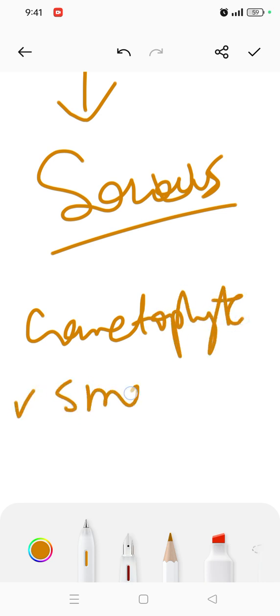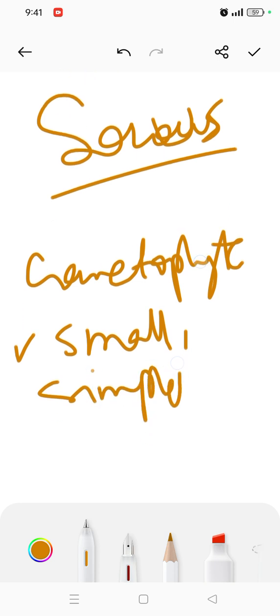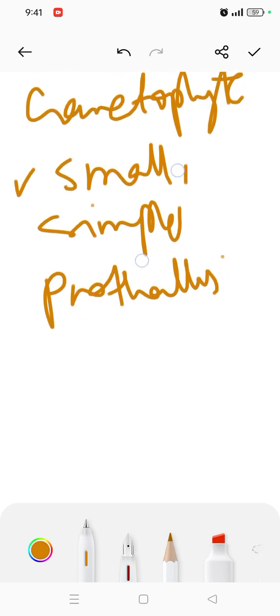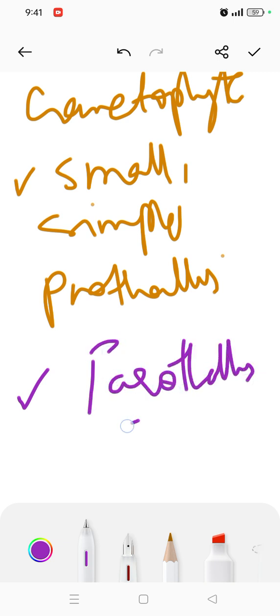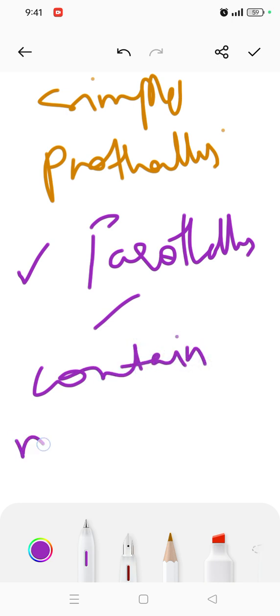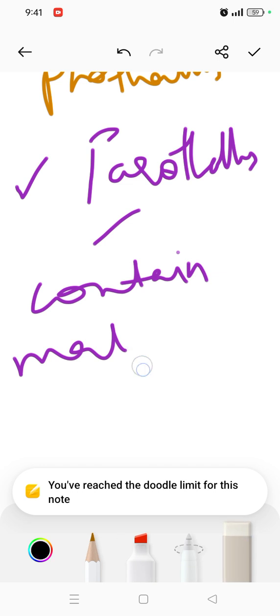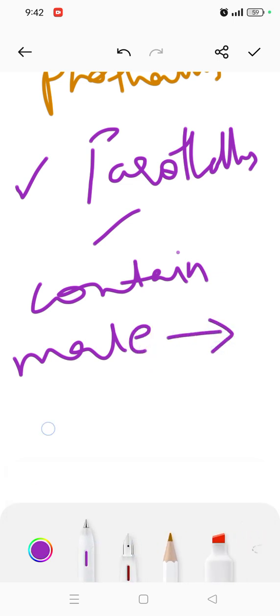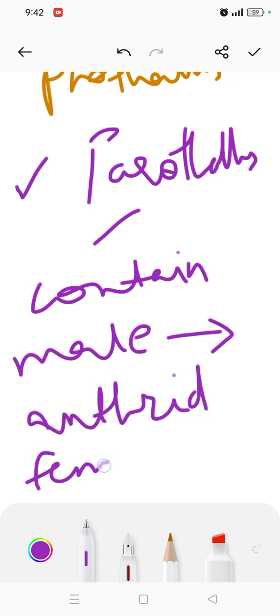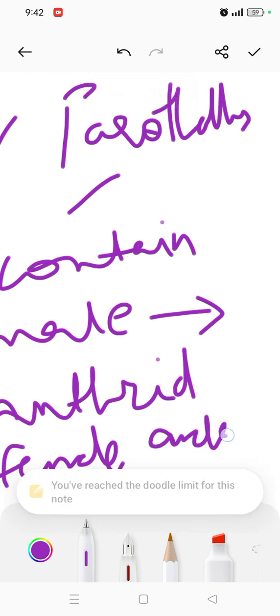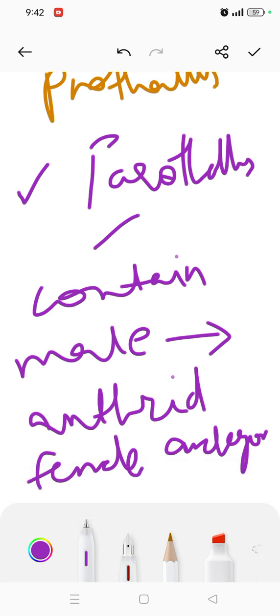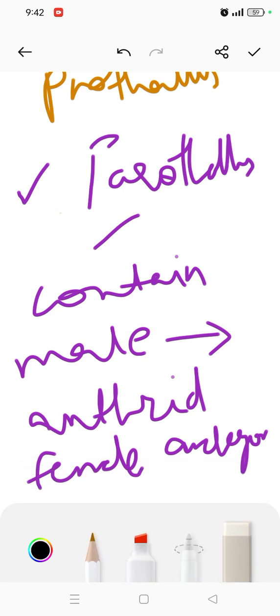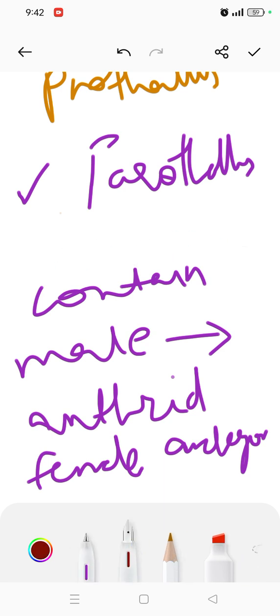that is small and simple, called the prothallus. If you're wondering what the prothallus is, it contains the male reproductive part, called antheridia, as well as the female reproductive part, archegonia. The example here could be Dryopteris. I am out of space at this moment and cannot write more, but I would love to mention this last point, the example: Dryopteris.